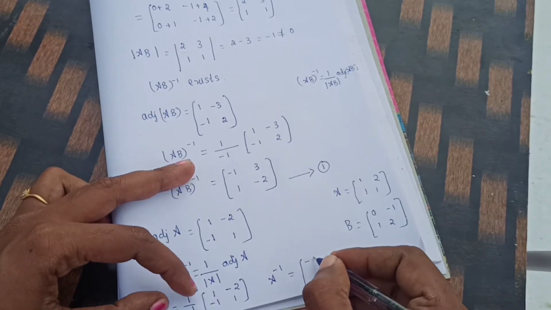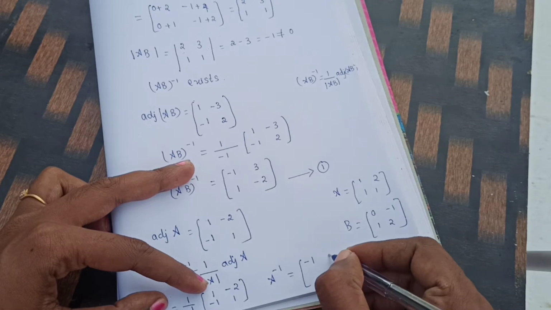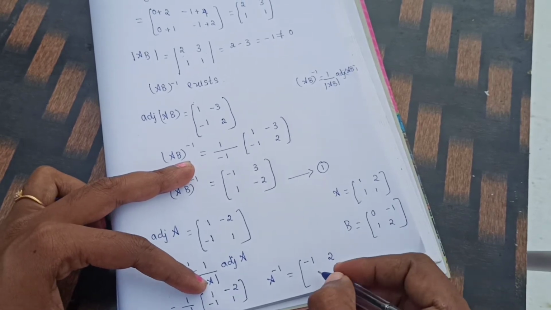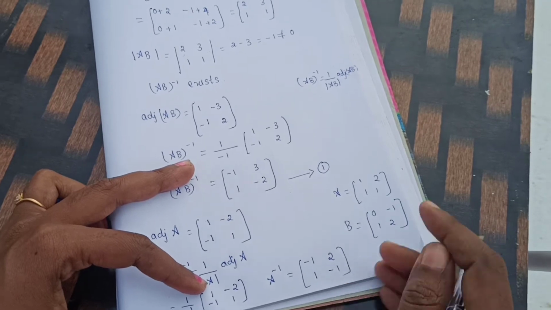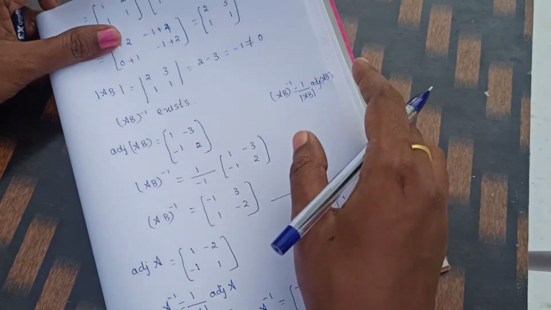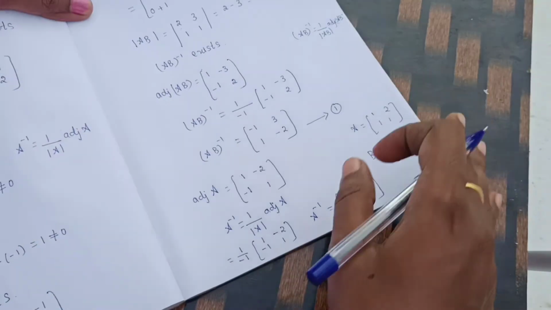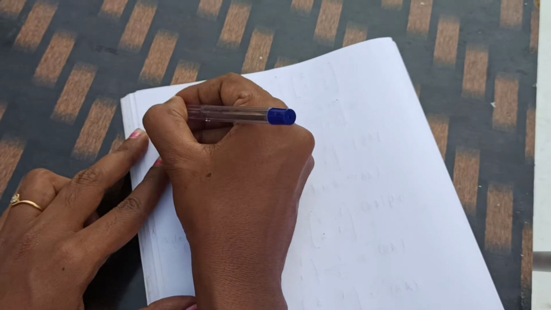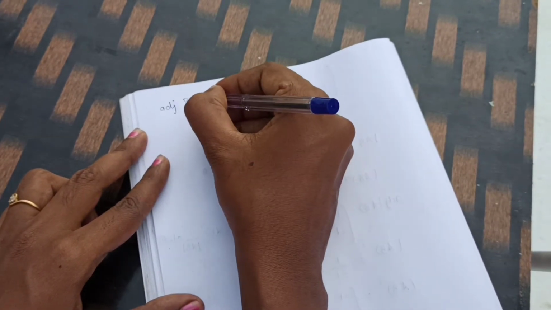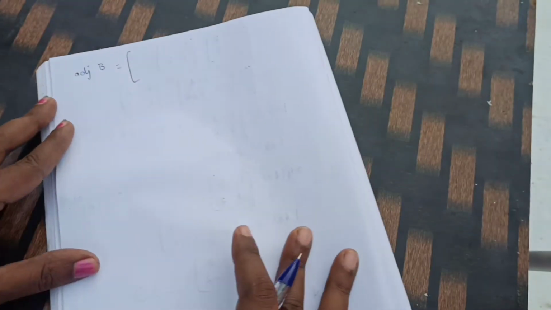So what will happen? Minus 1. This one is 2. Then the next number is 1. The next number is minus 1. Understand? One more you need to find. What's the one more you need to find? That is B inverse. Okay. So B inverse, what's the formula? Before that, you need to find adj B.